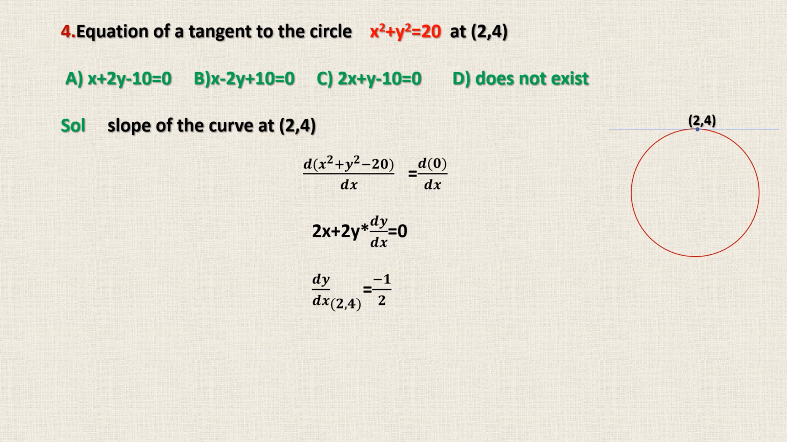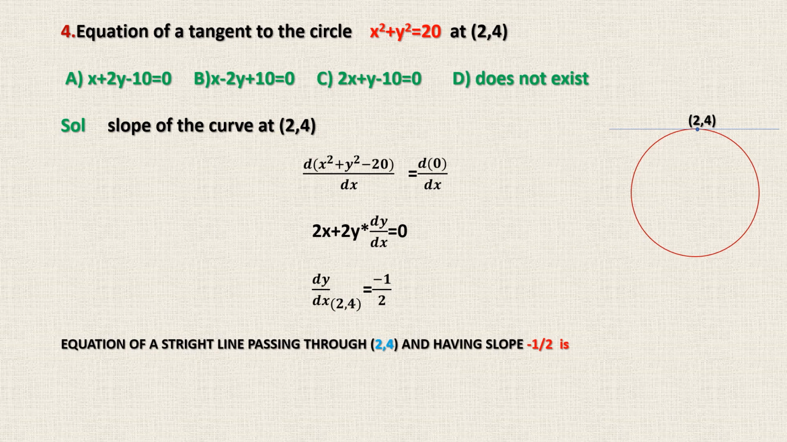By substituting the point (2, 4) in the equation, you are going to get dy by dx equal to minus 1 by 2. The equation of a straight line passing through (2, 4) and having slope minus 1 by 2 is given by y minus 4 equal to minus 1 by 2 times x minus 2. That implies x plus 2y minus 10 equal to 0.